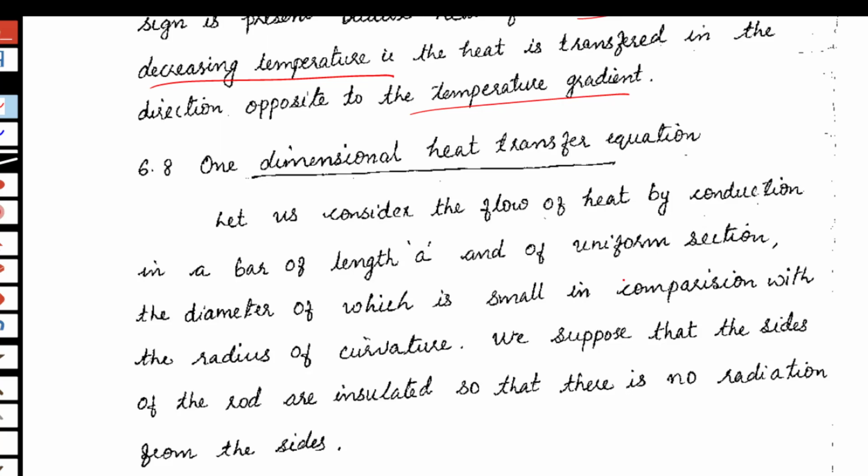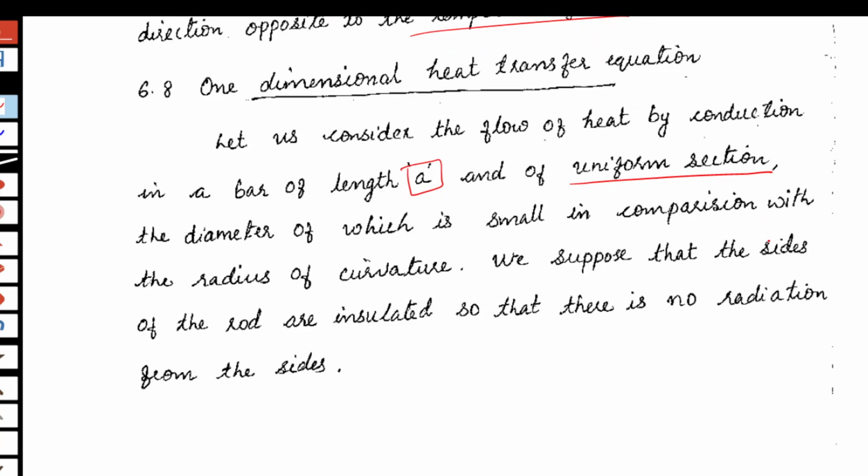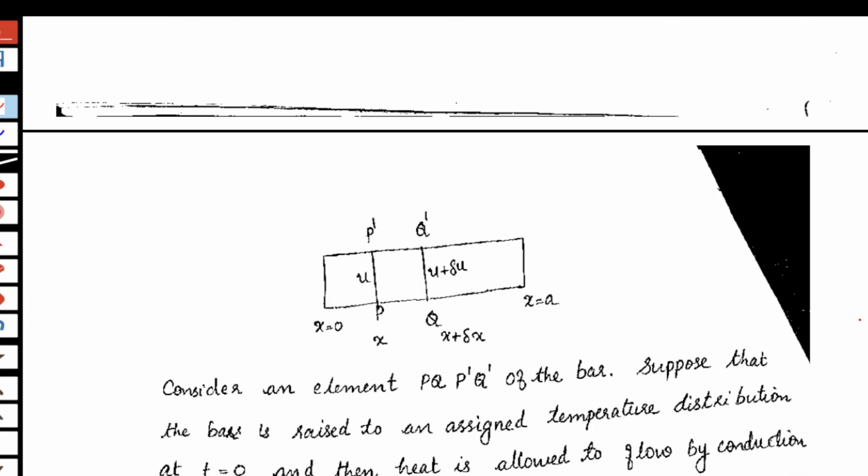Now let us consider the flow of heat by conduction in a bar of length a and of uniform section, the diameter of which is very small in comparison with the radius of curvature. We suppose that the sides of the rod are insulated so that there is no radiation from the sides. We have the picture of the section of the rod. The beginning point of the rod is represented by x equal to 0 and the end point is represented by x equal to a.